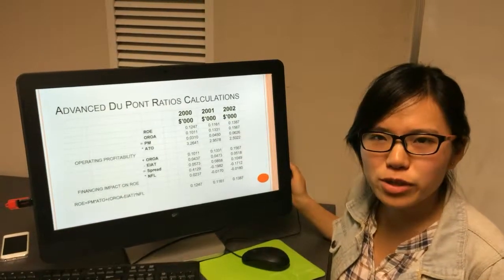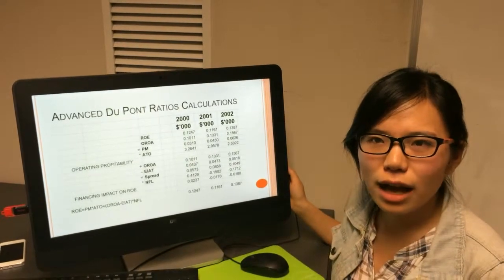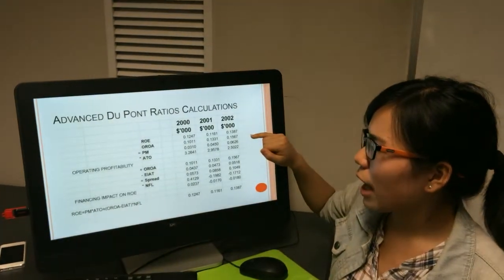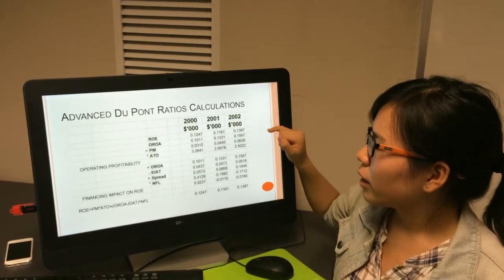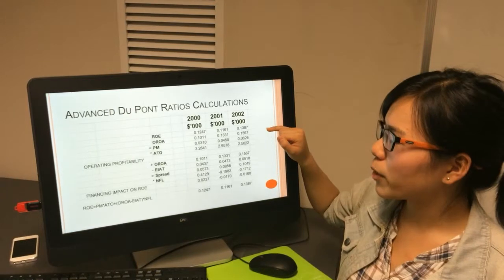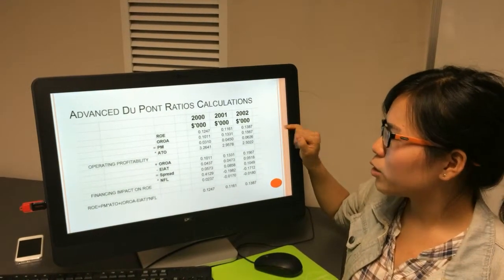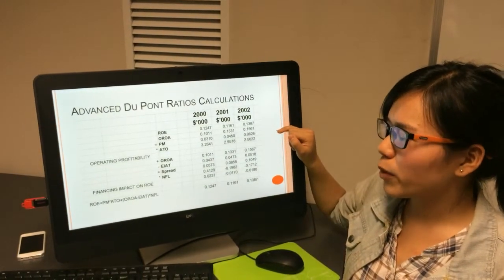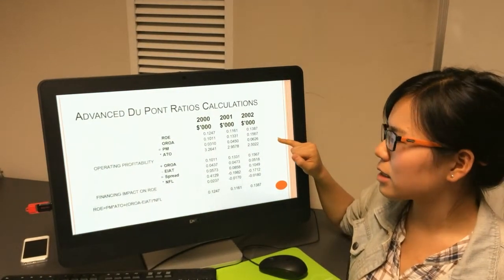Hello everyone, I'm Rachel. In this part, I'll discuss the implication of the analyzed ROE for Crispy Company. Firstly, we use operating return on assets to measure the operating profitability. From this graph, we can see that from 2000 to 2002, the operating return on assets is increasing from 0.10 to 0.15. For better understanding, we can disaggregate operating return on assets into two parts, profit margin and asset turnover.